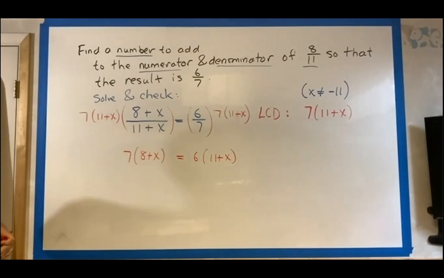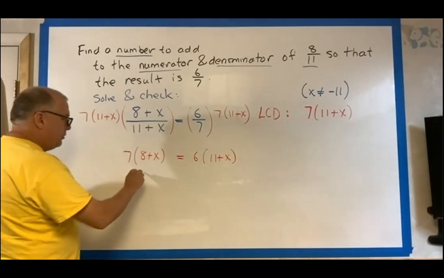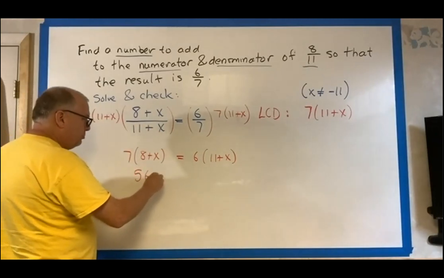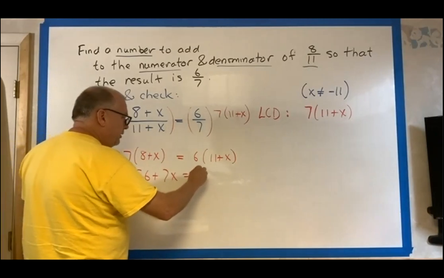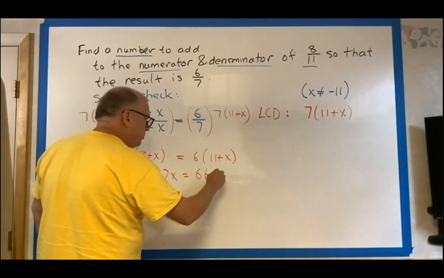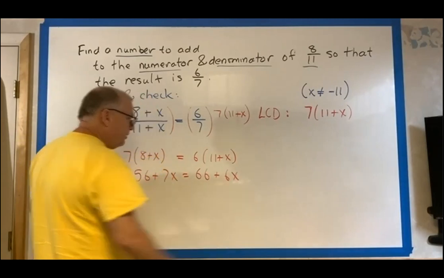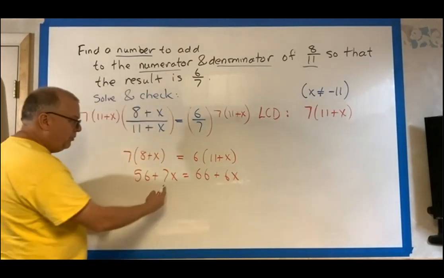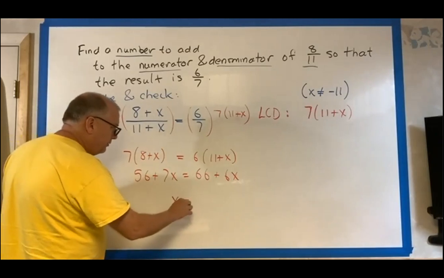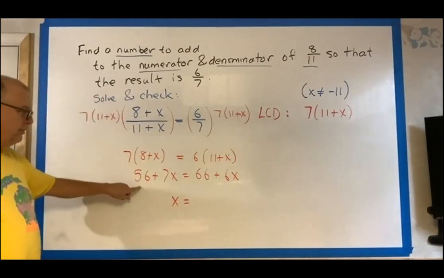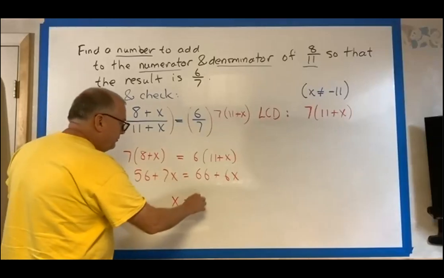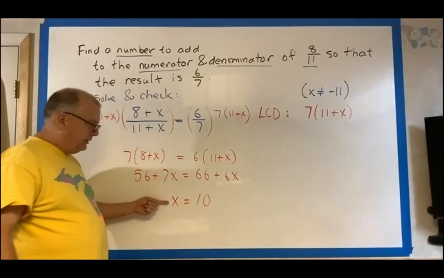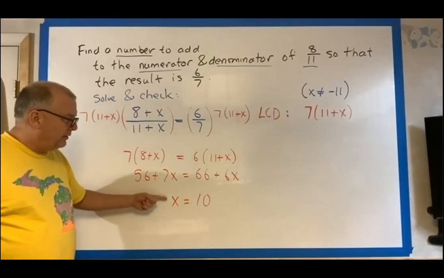That looks like a more ordinary equation. I just work it out, say 56 plus 7x is 66 plus 6x. If I subtract 6x from both sides, I'll only have 1x on the left. If I subtract 56 from both sides, I have 10. So they're saying that 10 is the magic number.